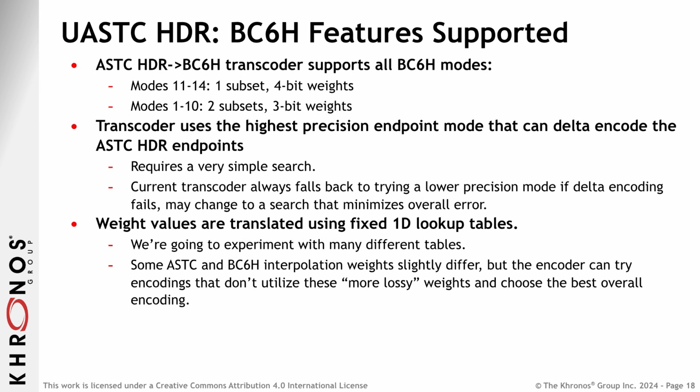Okay, real fast, the transcoder is a full-feature transcoder. It supports all of the modes that BC6H supports. The transcoder has to have a really, really simple search to figure out which mode I want. The weights, and most importantly for performance, the per-pixel texels are just translated using really simple 1D lookup tables. There's nothing fancy going on there, it's just a one-to-one mapping. With that color space line thing I was talking about earlier, the way the interpolation occurs between the formats is slightly different, unfortunately, and the interpolation weights are slightly different, and the encoder does its best to work around that during encode time.